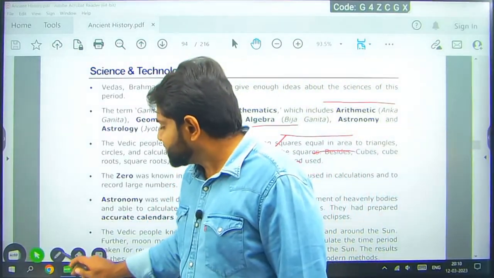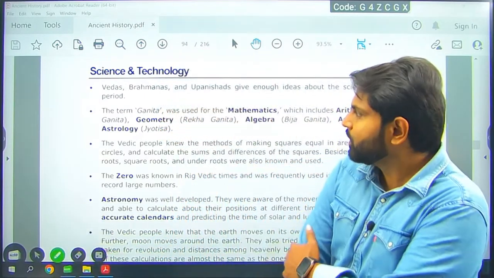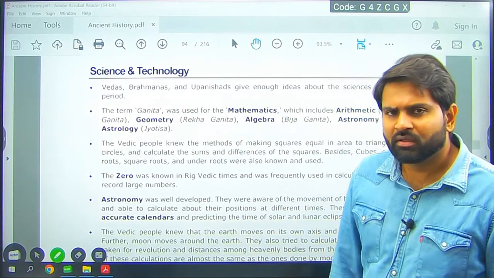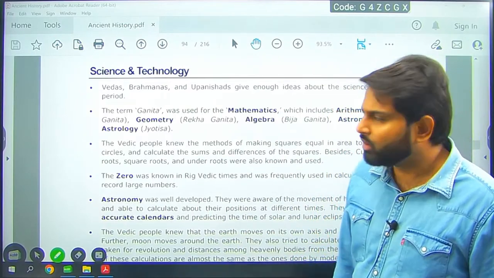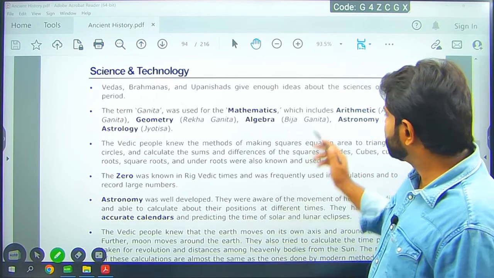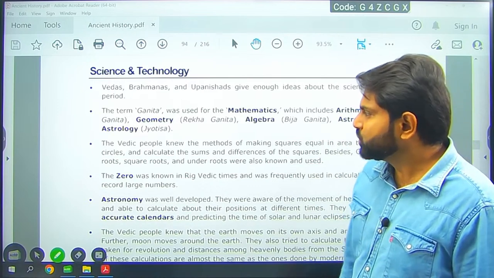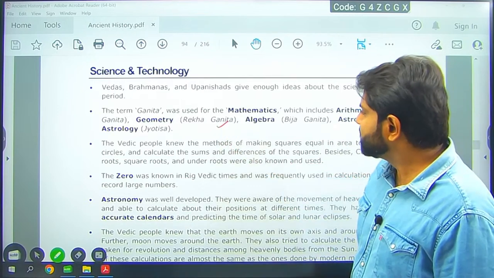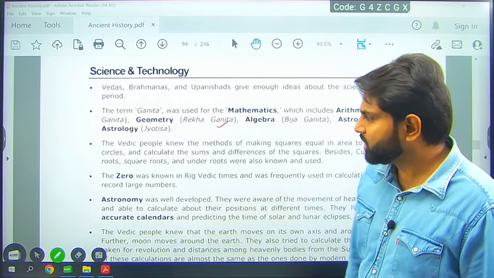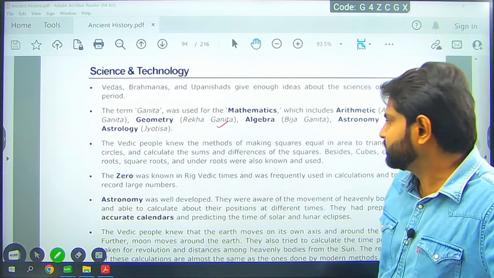Then we talk about science and technology in this Vedic period. Vedas, Brahmanas, Upanishads give enough idea about the sciences of this period. It is the same document again we are talking about. Ganita for mathematics, which includes arithmetic, Anka Ganita, geometry, Rekha Ganita, algebra, Bija Ganita, astronomy and astrology, Jyotisha. These were the subjects which are the source of science and technology.